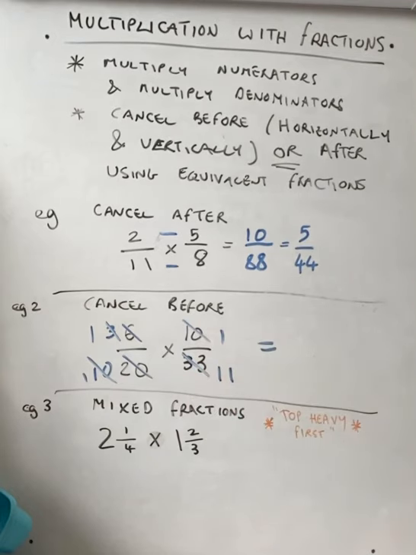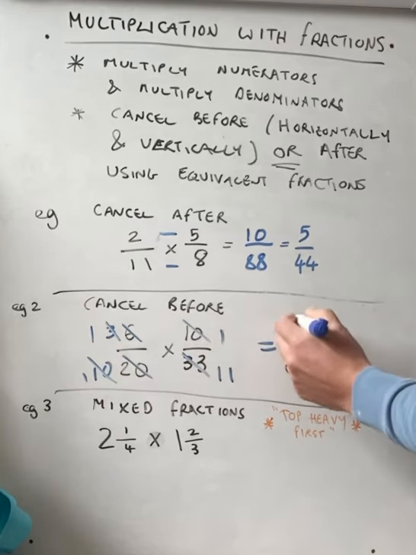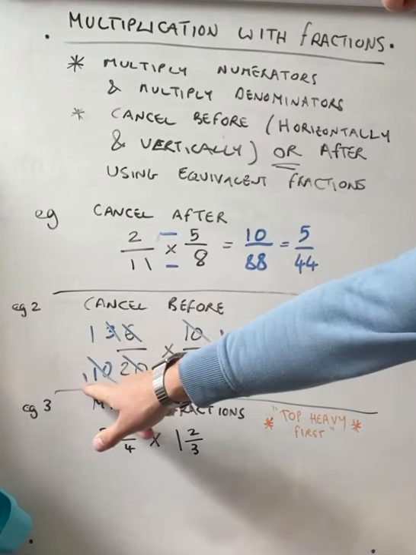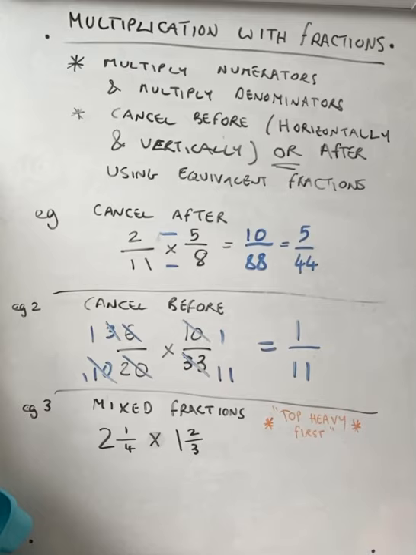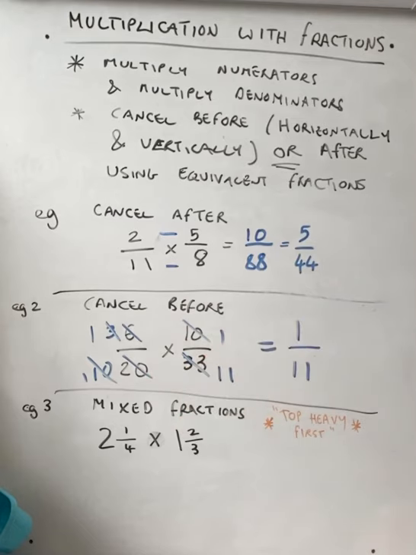And now what you can see is what we're left with on the top of the fraction is a 1 and a 1. And 1 times 1 is very simply 1. And on the bottom of the fraction, we've got a 1 and an 11. So we're left with an 11th. And that would have been much easier than doing 6 times 10 is 60 and 20 times 33 is 660, and then cancelling down after. So next one then is about how we cancel down with mixed fractions.